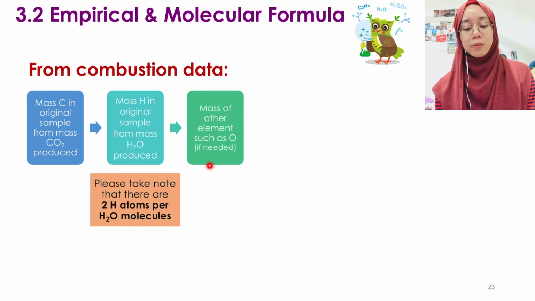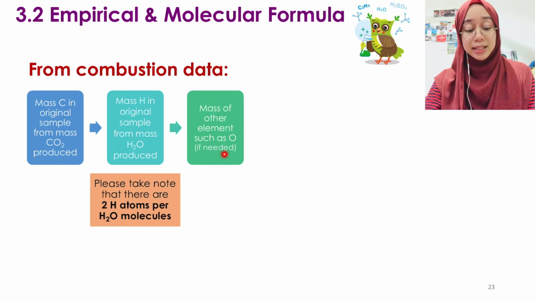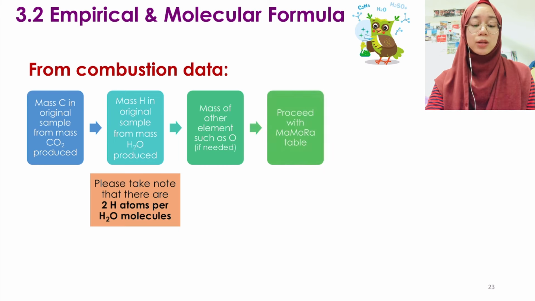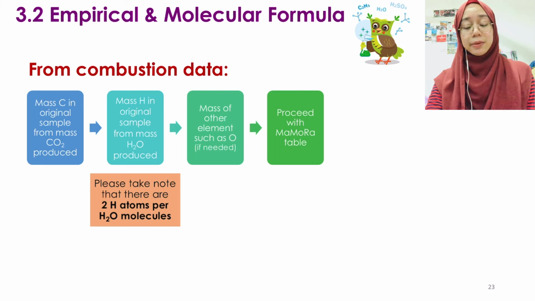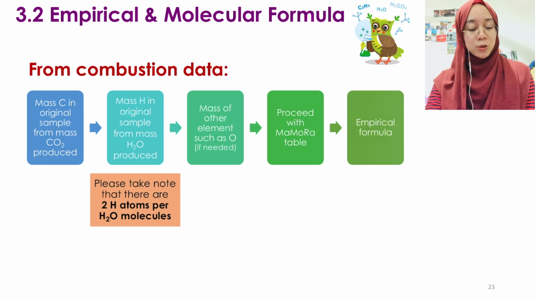And then kamu dah jumpa the mass of each element. Okay, so mungkin kena cari mass of other elements if needed. Okay, depends. Kadang-kadang dia bagi tahu kat kamu terus ada carbon, hydrogen, oxygen, tapi kalau kamu tak bernasib baik macam example tu tadi, dia tak mention pun dalam compound A tu ada apa kan. So you have to figure it out on your own. Okay, so always double check. Okay, and then once you have the mass of each element, you can simply use the Formulae table, and then plus itu nanti kamu boleh cari di empirical formula.